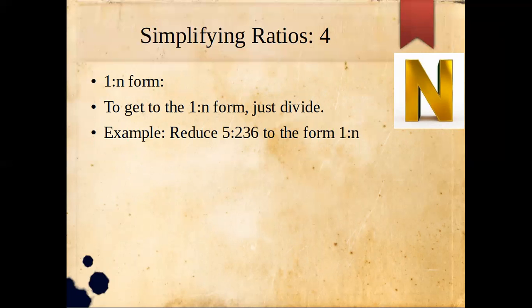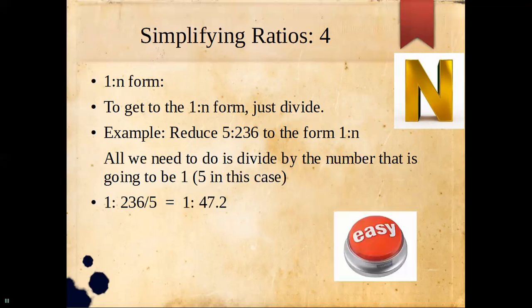So we've got: reduce 5 to 236 to the form 1 to n. So as you can see, in the form 1 to n, the 1 is on the same side as the 5, so we want the 5 to be turned into 1. How do we get 5 to 1 by division? So what we have to do is divide by 5. Okay, so then what we're going to have to do is divide both sides by 5. Okay, and then that will give us 1 to 47.2.